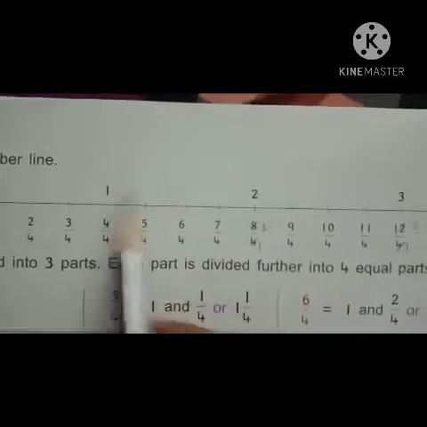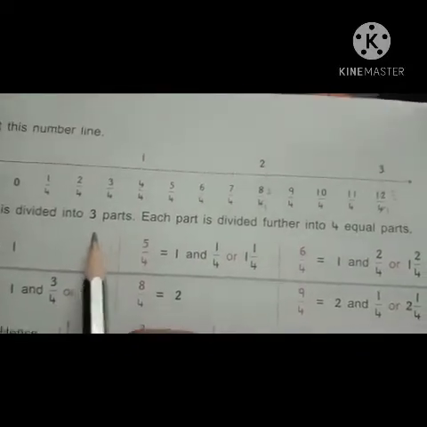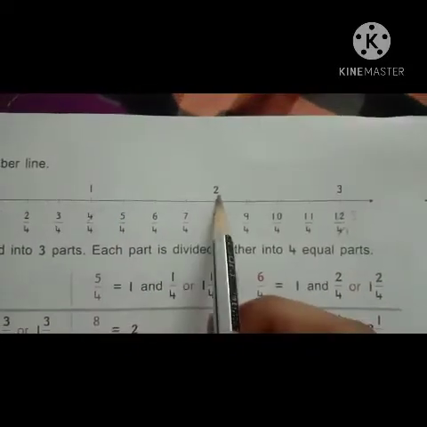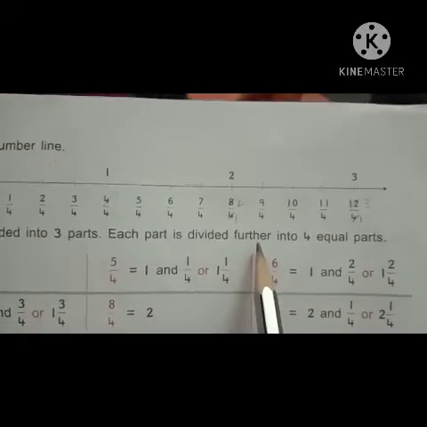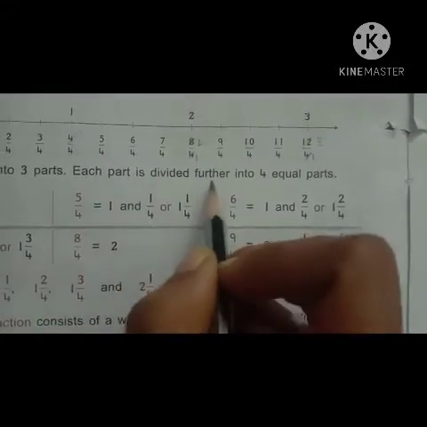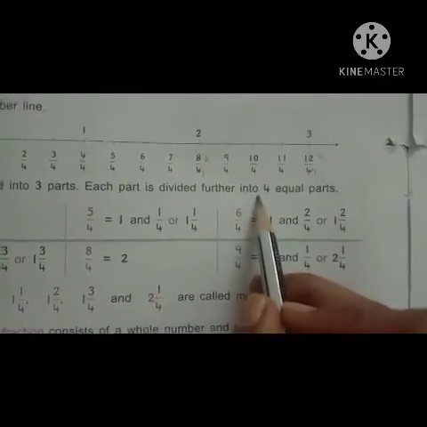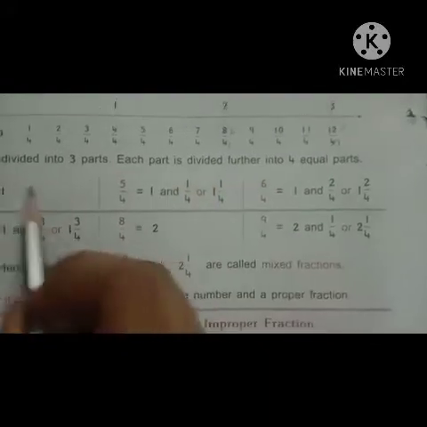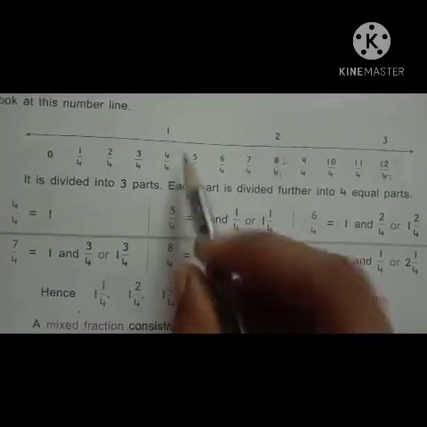So here 1, 2, 3. It is divided into 3 parts. How many parts is it divided into? 1, 2, 3. 3 parts. You can see each part is divided further into 4 equal parts. Each part is divided into 4 equal parts. 4 by 4 equals 1. Already I told you, 4 by 4 equals 1.